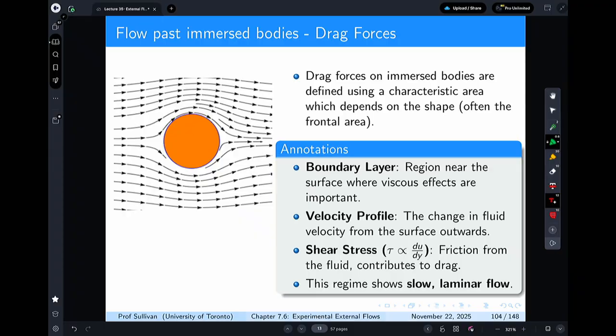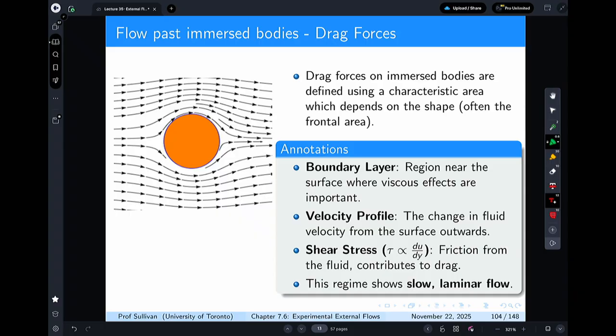Drag forces on immersed bodies are defined using characteristic area. So we use sort of an area, and it's not always going to be clear what that area is. Again, a lot of this is going to depend on experience. You also have to look at the data that you have. So you are going to be dependent on charts, on tables, and however you define them, you have to know that you're defining it the same way as the chart that you're using for your data collection.